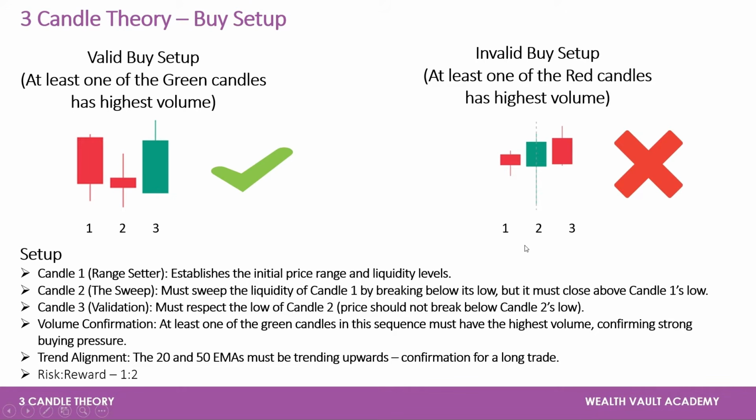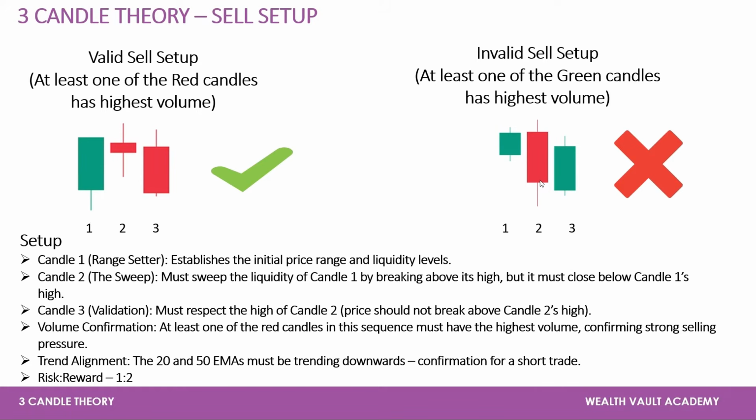Here I have given an invalid buy setup also. See here, all conditions are satisfied, whatever was satisfied in the valid setup. But if the red candle out of these three candles has the highest volume, then I will ignore this setup. Always remember this thing. For a buy setup in the three candle theory, the green candle must have the highest volume. Otherwise, if you see that the red candle has the highest volume, then you should simply ignore this particular setup.